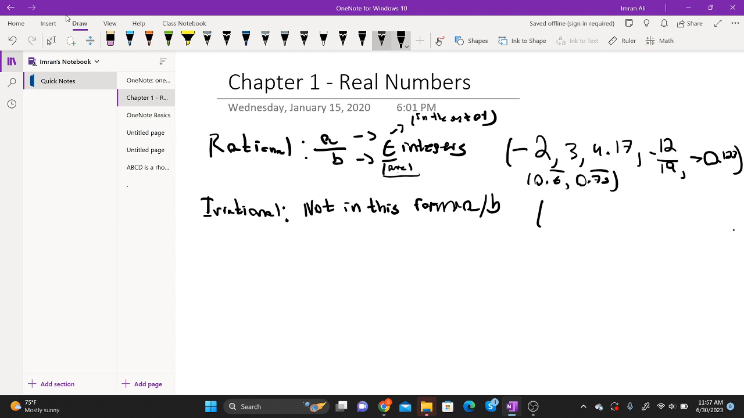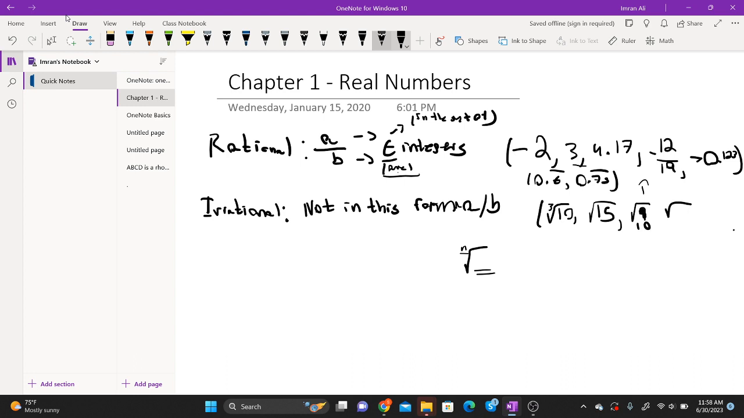And irrationals are all like radicals, so cube root of 10, square root of 15. Any square root of a non-perfect square is irrational, or cube root of any non-perfect cube. So if you have the nth root of a number, and this number is not a perfect nth power, then that's going to be irrational. So square root of 9 would actually be rational, because square root of 9 is 3, and 3 is rational.